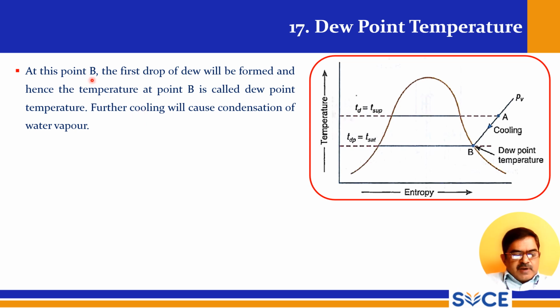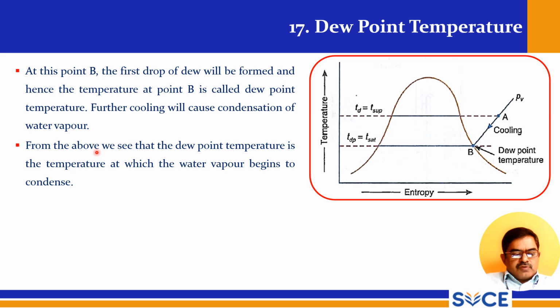So at point B, the first drop of dew will be formed, and hence the temperature at point B is called dew point temperature. So the temperature at point B is where the first droplet forms. Further cooling will cause condensation of water vapor. So from the above, we see that the dew point temperature is the temperature at which the water vapor begins to condense. So this is the point from where the condensation takes place.